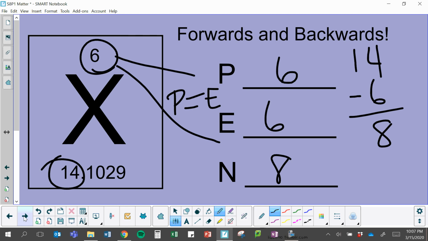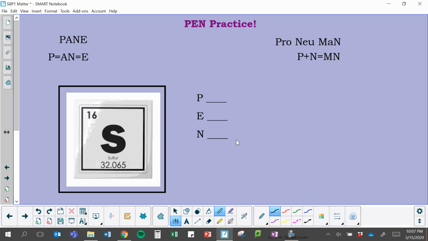So we're going to practice some of these. We also had these different acronyms to help us remember. We have protons equals the atomic number, which is another word for the smaller number, the number on top. It's also going to equal the number of electrons because it's going to be neutral. And then we have pro-Newman, which tells us our protons plus our neutrons equal our mass number, which is the number at the bottom. So see if you can figure out the number of protons, electrons, and neutrons for sulfur.